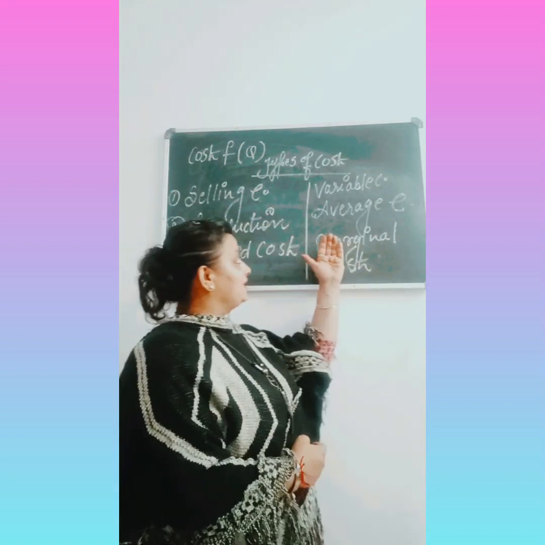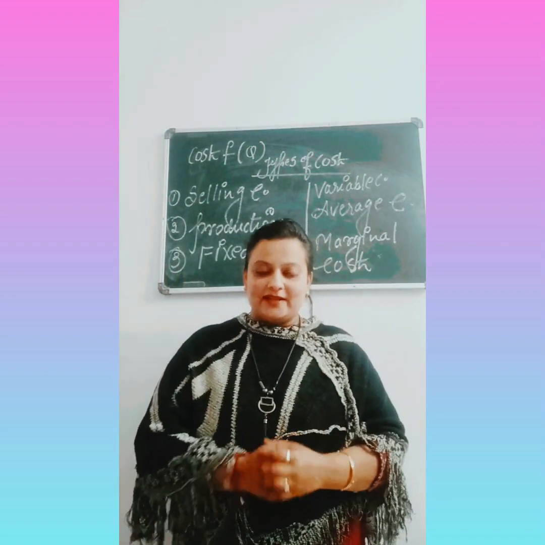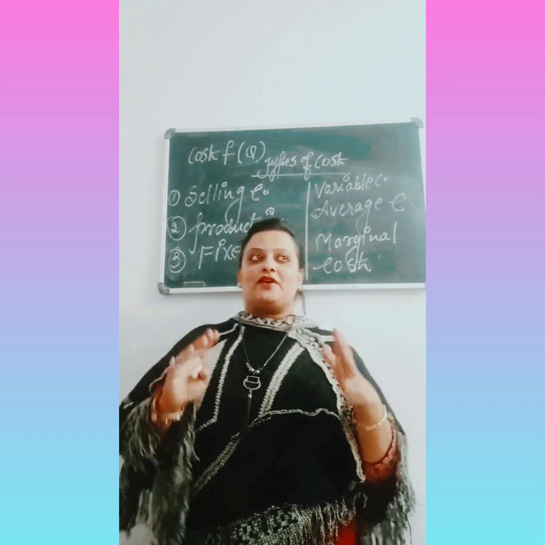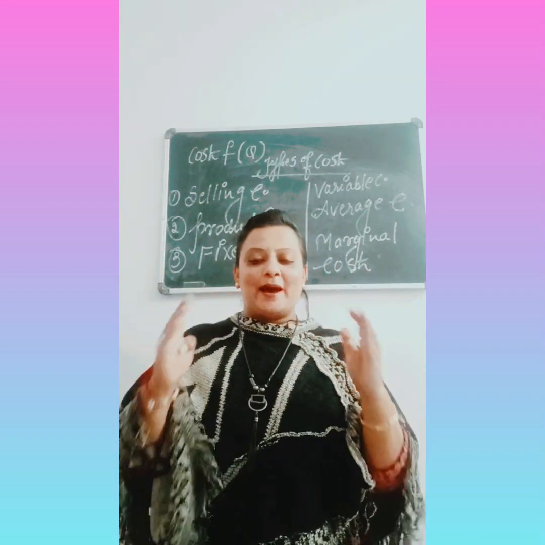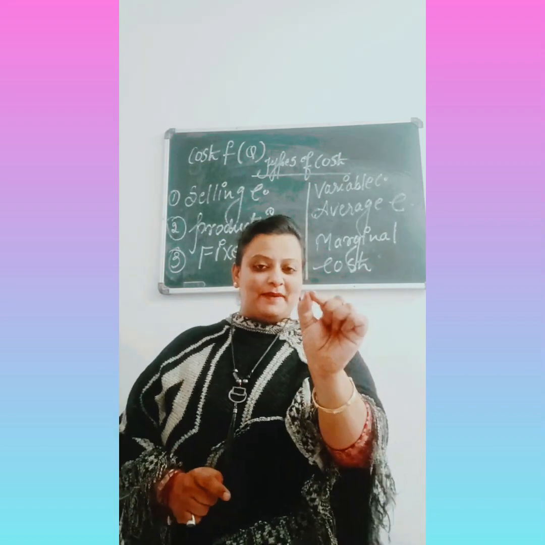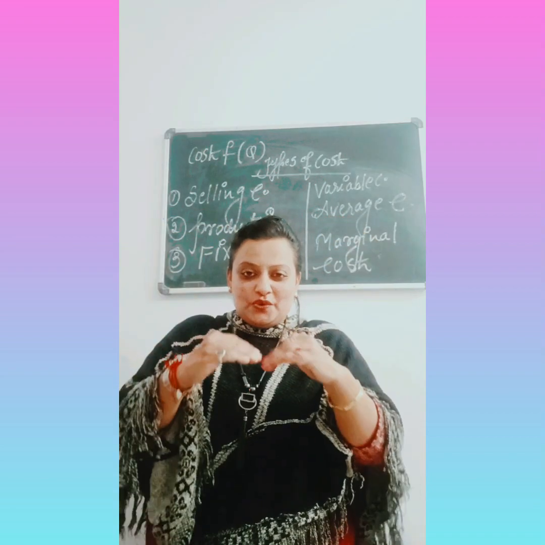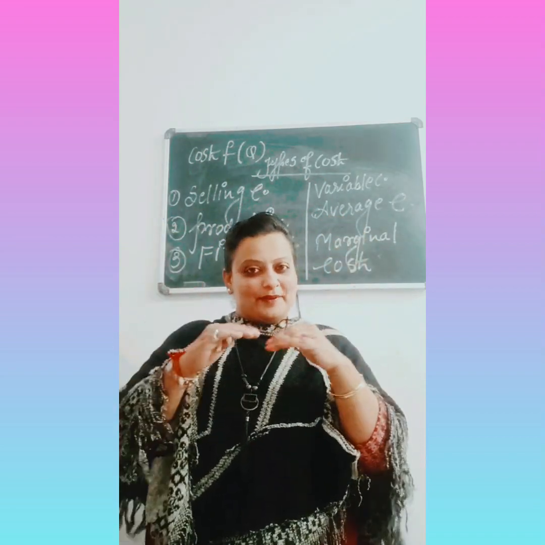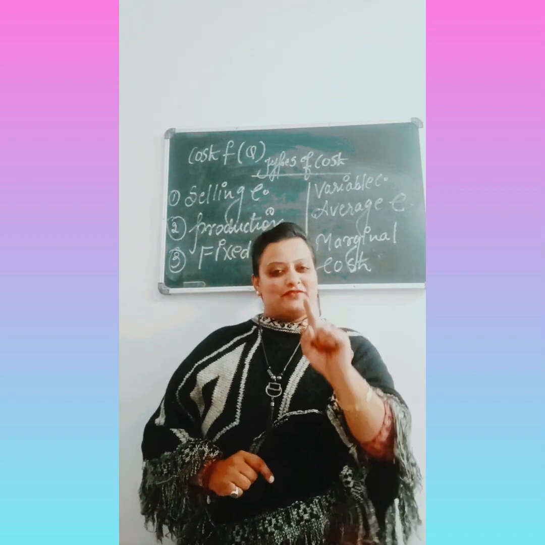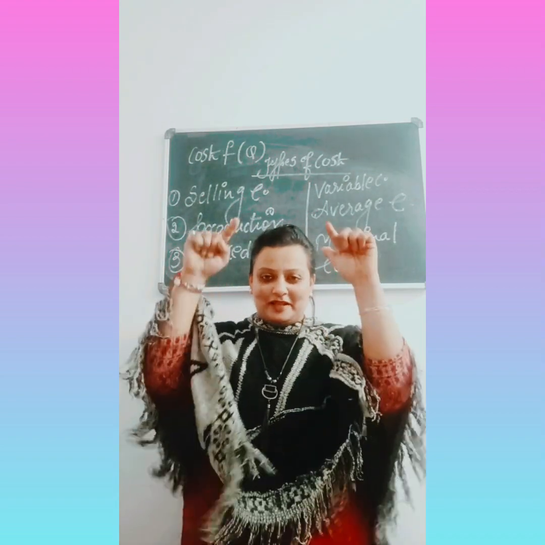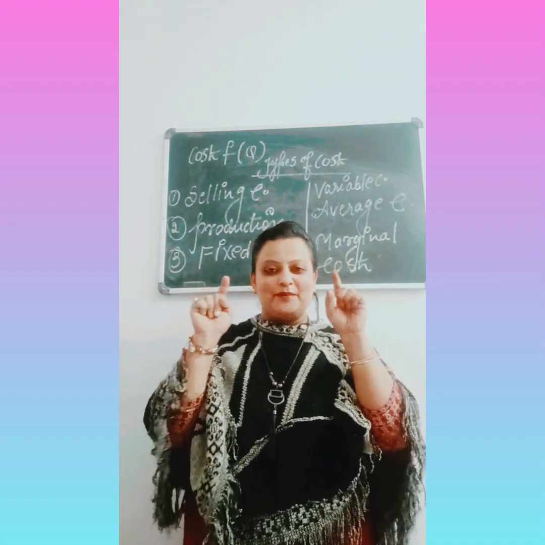Next cost comes that the average cost. How will we calculate the average cost? We will calculate the average cost as the total cost divided by the number of units. But keep in mind, the diagram of the average cost will be U shaped, just like a hyperbola shape. Okay, so if this question comes in the examination, you will say the average cost curve is in the shape of a U, just like a rectangular hyperbola.